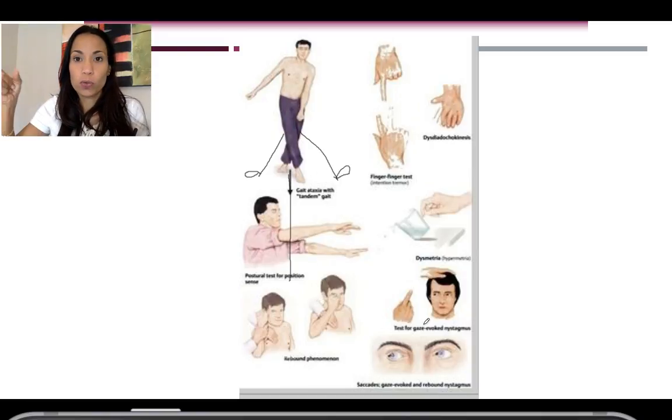Okay, so this is a little bit of what the cerebellum does. In the next video, we are going to talk about the last part of the brain structure, which is the brainstem.